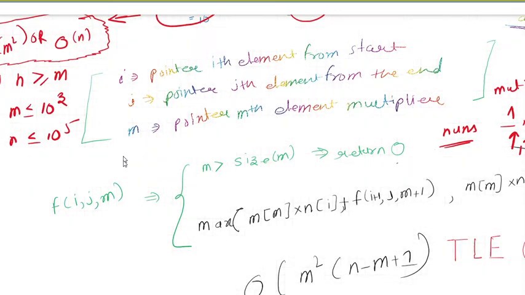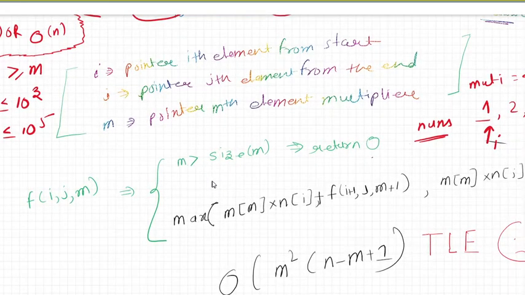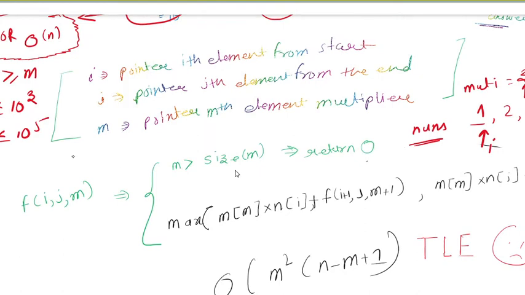Since we have to perform only M steps, if M is greater than the size, you have to return 0. This is the recursive formula. Else, let's say this is the multiplier, and this is the nums array. What you will do is pick the max by solving both cases. In the first case, you select the first element from the nums. In the second case, you select the last element from the nums, solve all those subcases, come back and return the solution.